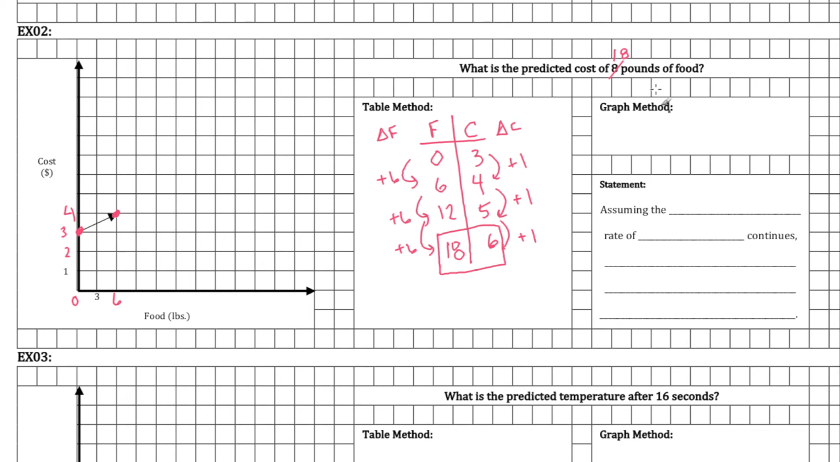Let's find our answer using the graph method. So 18 pounds of food. So 0, 3, 6, 9, 12, 15, 18. Okay, that's 18 pounds. Remember, we're going up 1, right 2, but it's actually right 6. So up 1 space, right 2 spaces. Up 1 space, right 2 spaces. Up 1 space, right 2 spaces. And that's right there, which is 18, 6.